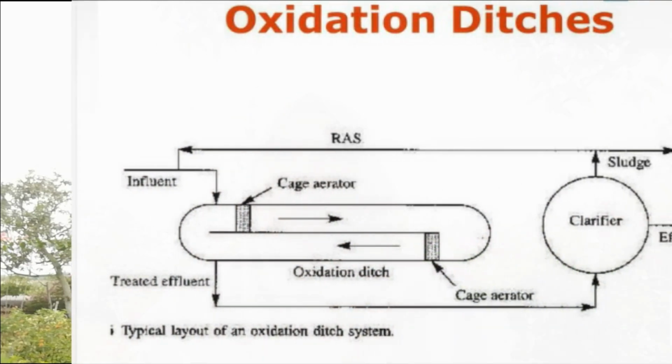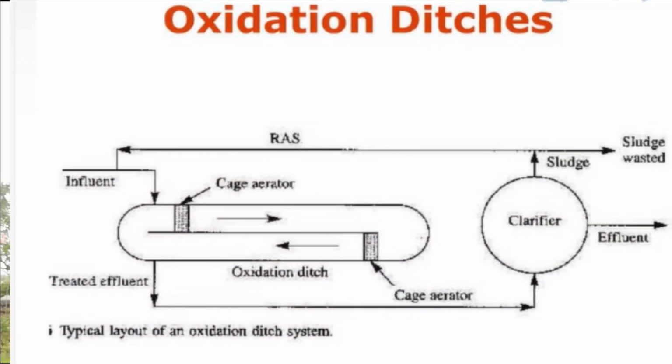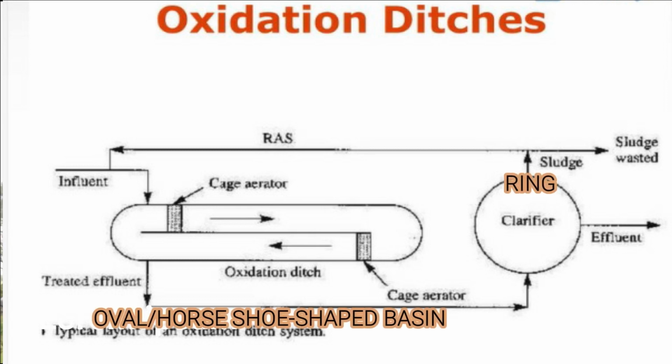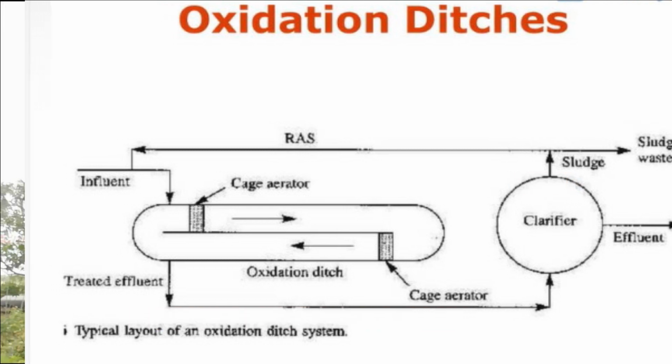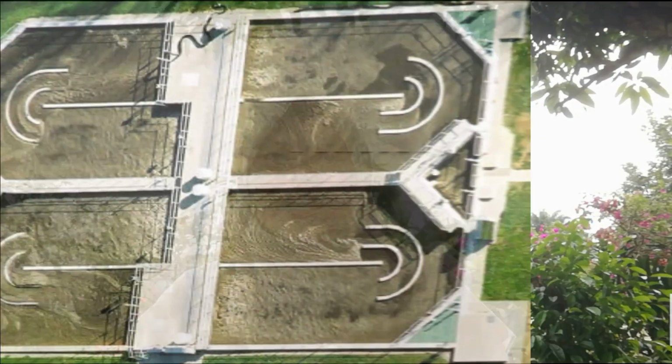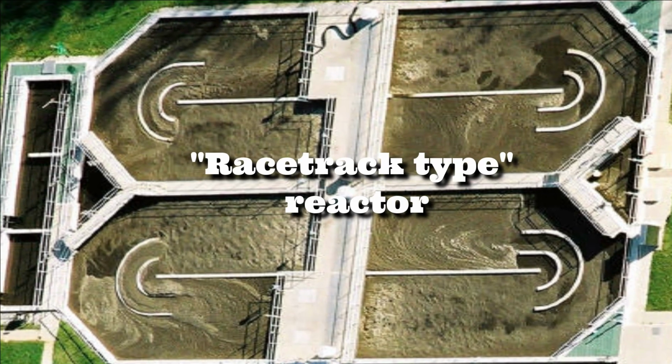Typical oxidation ditch treatment systems consist of a single multi-channel configuration within a ring, oval, or horseshoe-shaped basin with mechanical aeration devices. As a result, it is called a racetrack-type reactor.